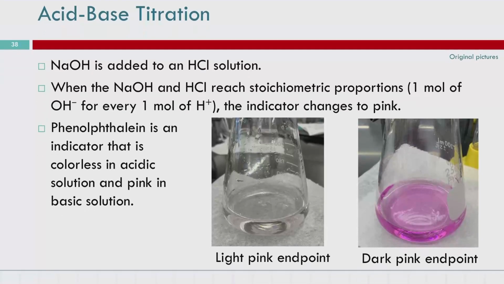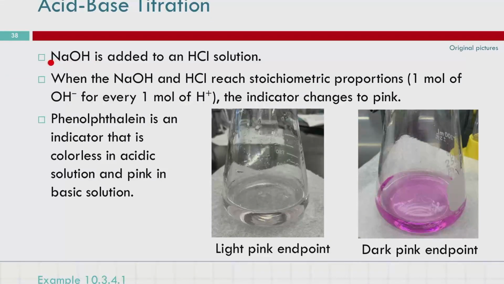All right, some real-world examples. Sodium hydroxide added to an HCl solution. That's what we were doing with that burette in that titration diagram that I was showing you. When the sodium hydroxide and the HCl reach stoichiometric proportions, when we've got 1 mole of OH for every 1 mole of H+, the indicator will change to pink.